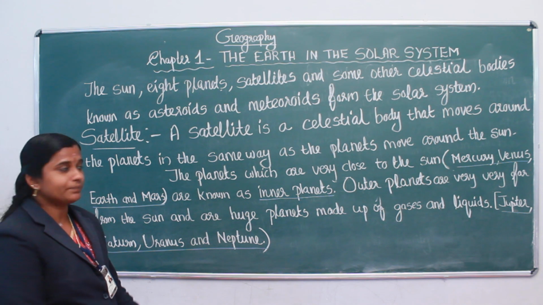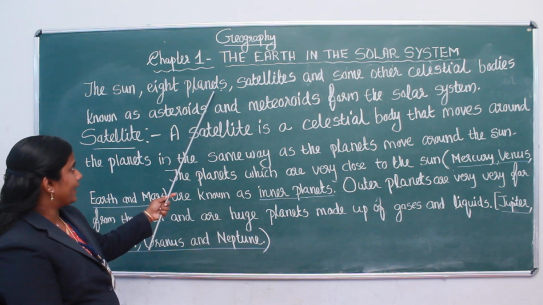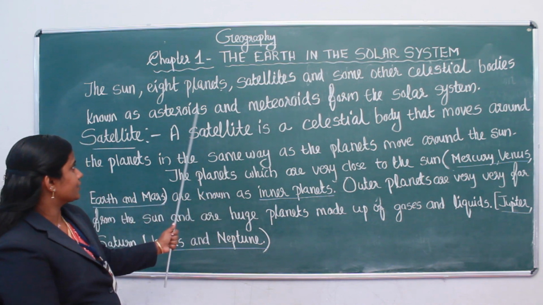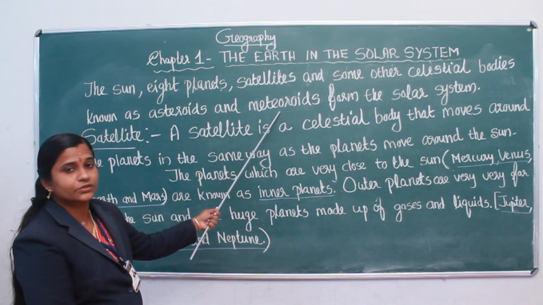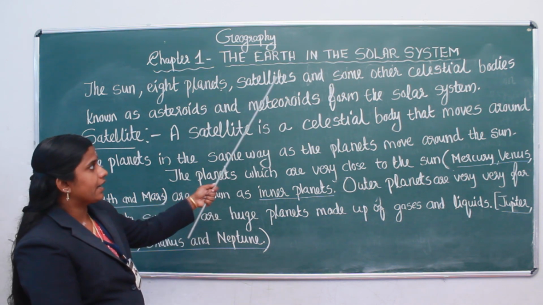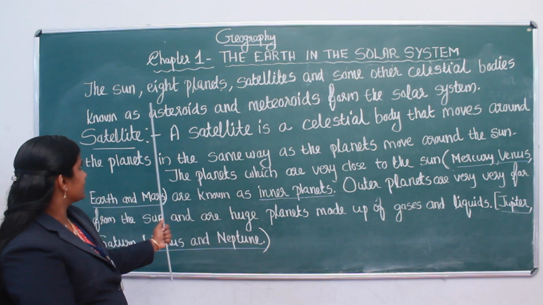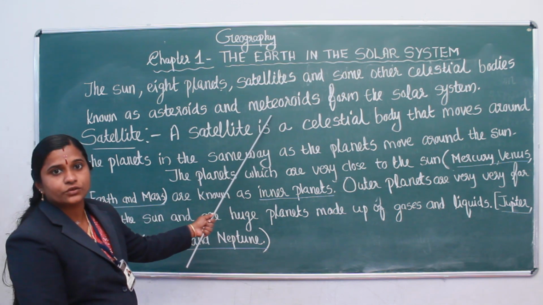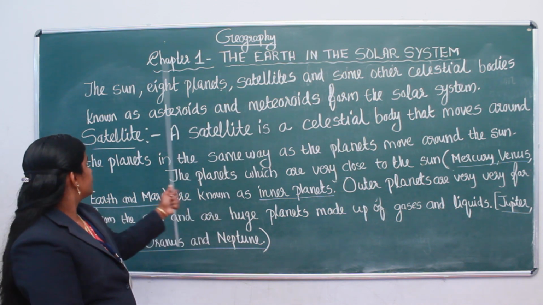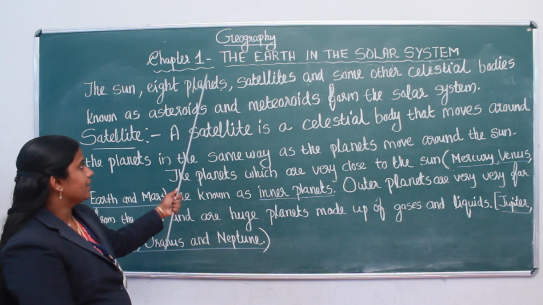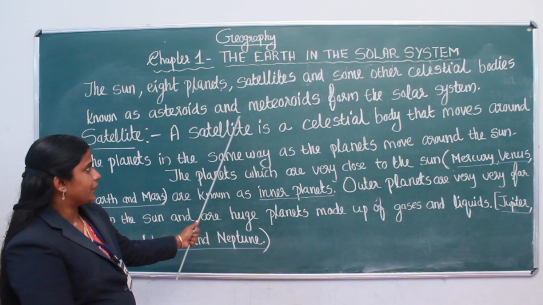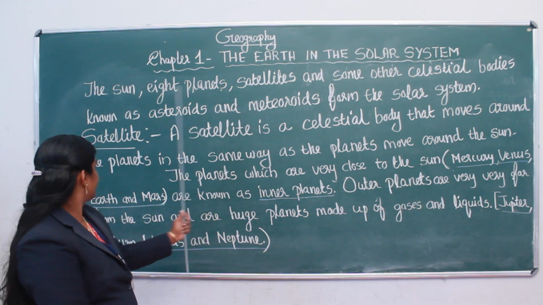What is the solar system? The sun, 8 planets, satellites and some other celestial bodies known as asteroids and meteoroids form the solar system. Asteroids and meteoroids, that we will study later.